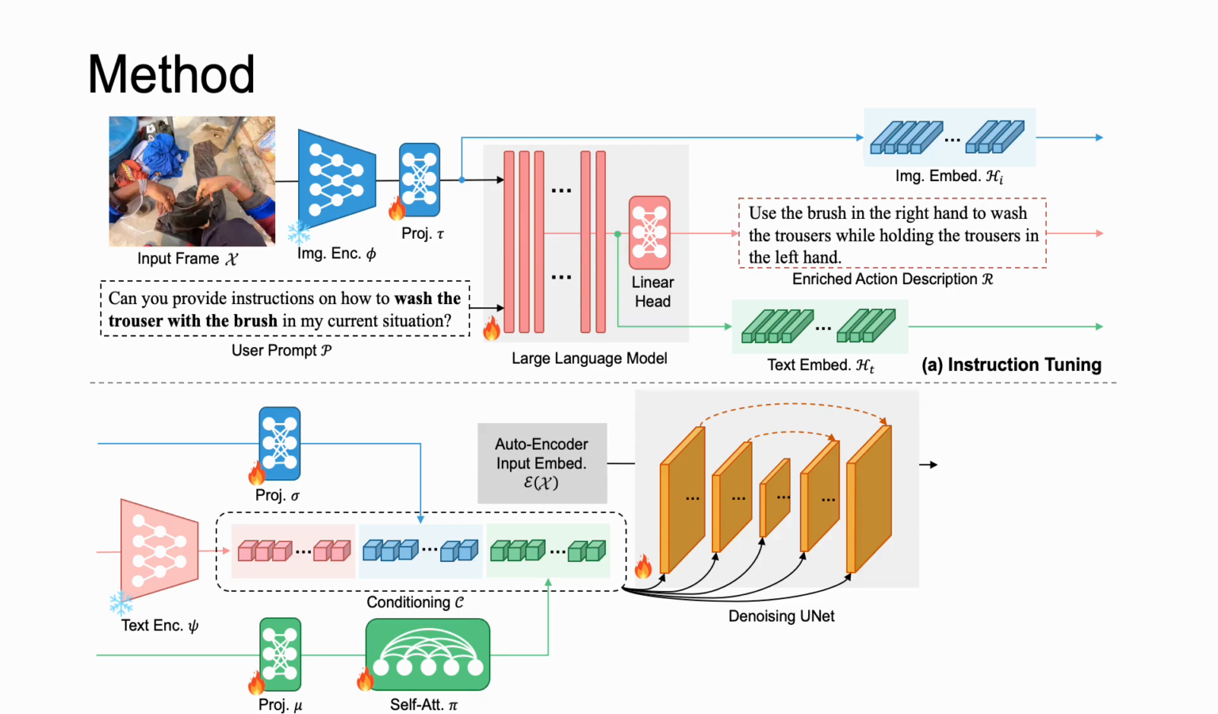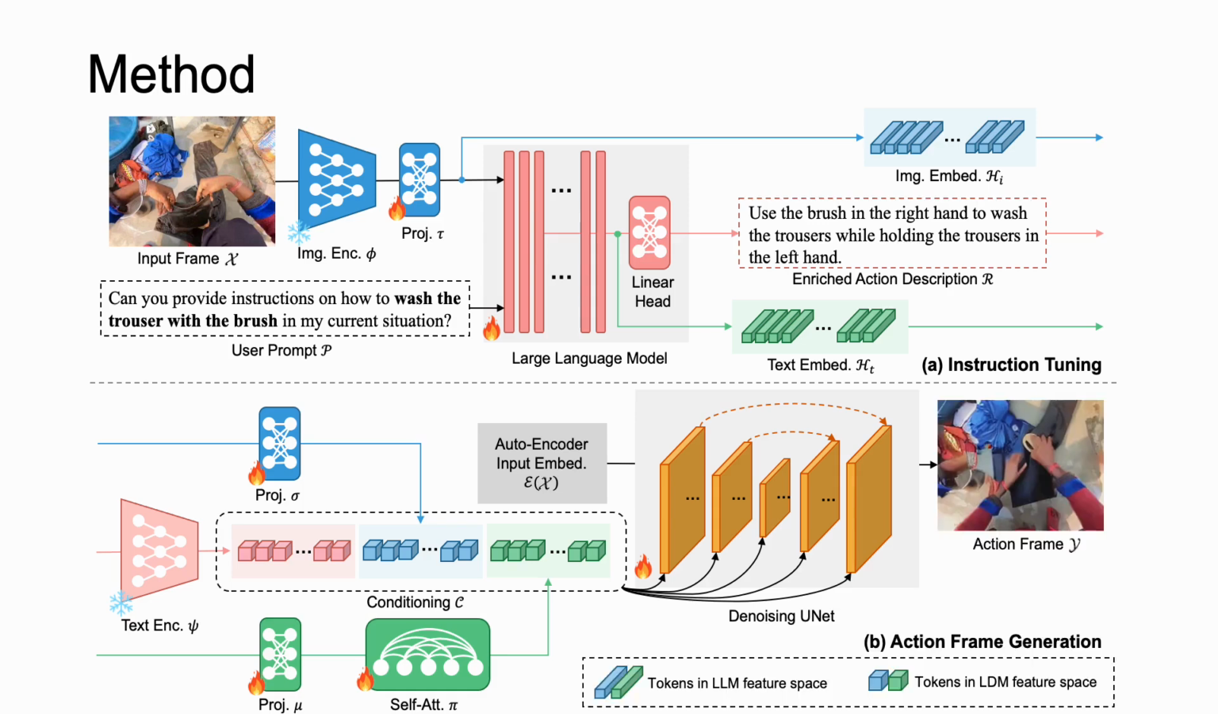The input frame is encoded to a latent space by a pre-trained autoencoder and fed into a UNet with a Gaussian noise. All conditioning is fed into the UNet by cross-attention layers. Finally, we can get the generated action frame by decoding the UNet output to pixel space using a pre-trained decoder.